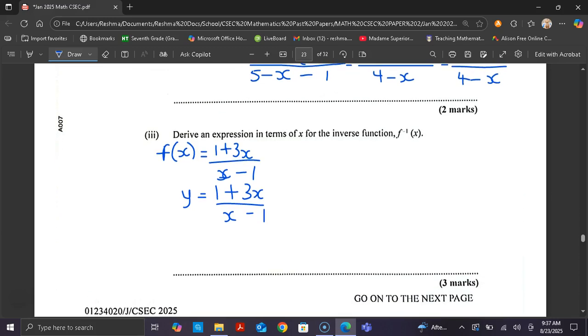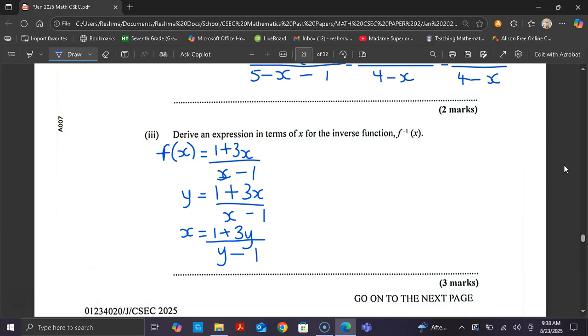Step 2, we're going to exchange x and y. So instead of y, I'm going to replace it with x, and instead of x, I'm going to replace it with y. So x and y basically just exchange places. So after this step, the second step, now we're going to make y the subject of the formula.